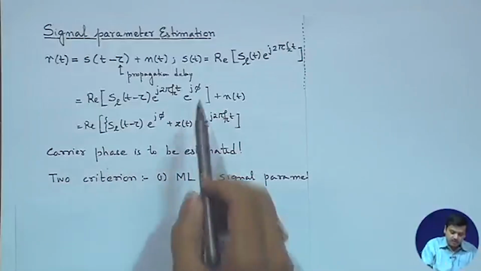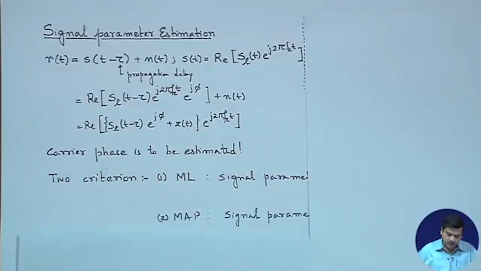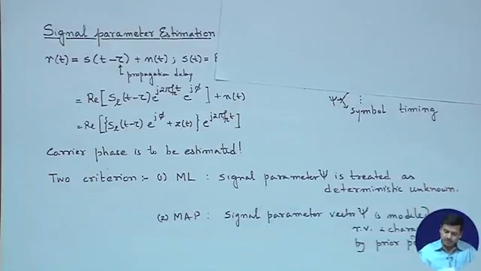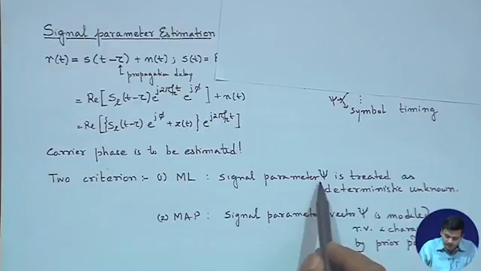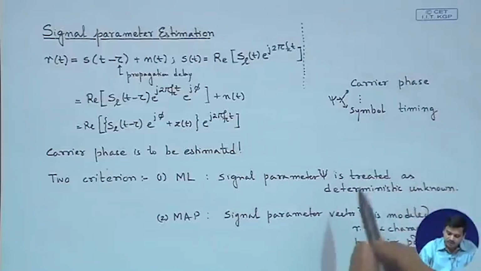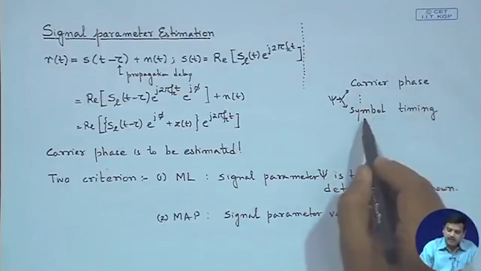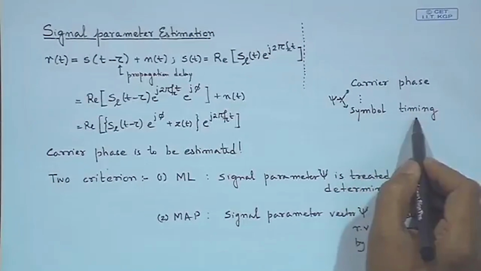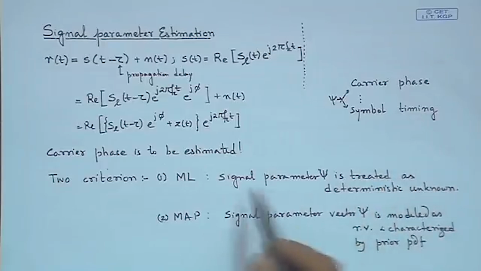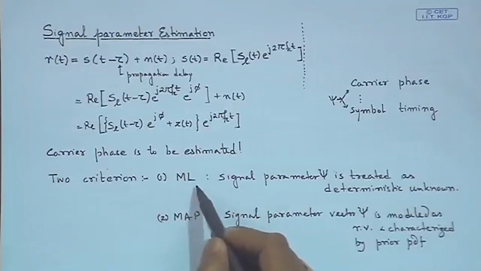That means the phase has to be estimated, and we can use the ML criteria, or we can also use the MAP criteria. In the ML criteria, the signal parameter, which can be denoted as psi, sometimes is a signal vector if there are more than one parameter. So, psi can have the carrier phase as well as symbol timing, which we will see shortly. It can be treated as deterministic unknown if it is maximum likelihood.